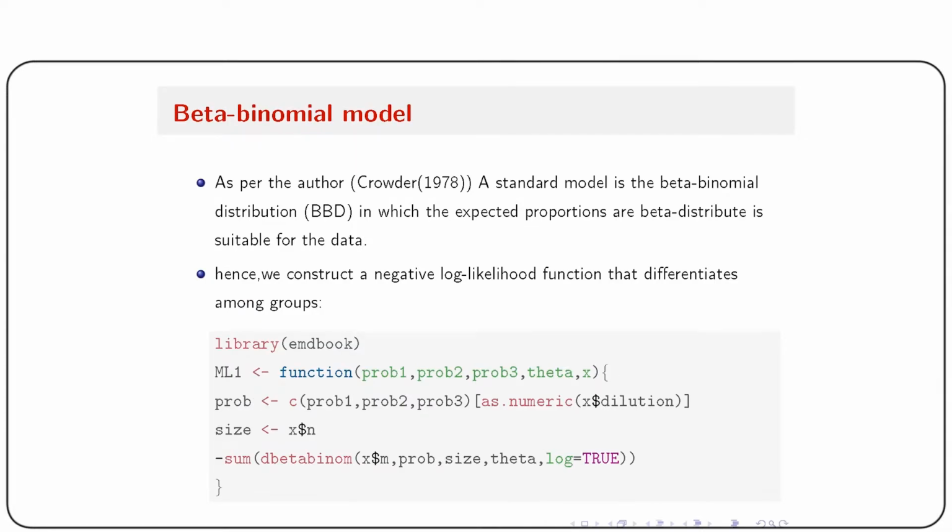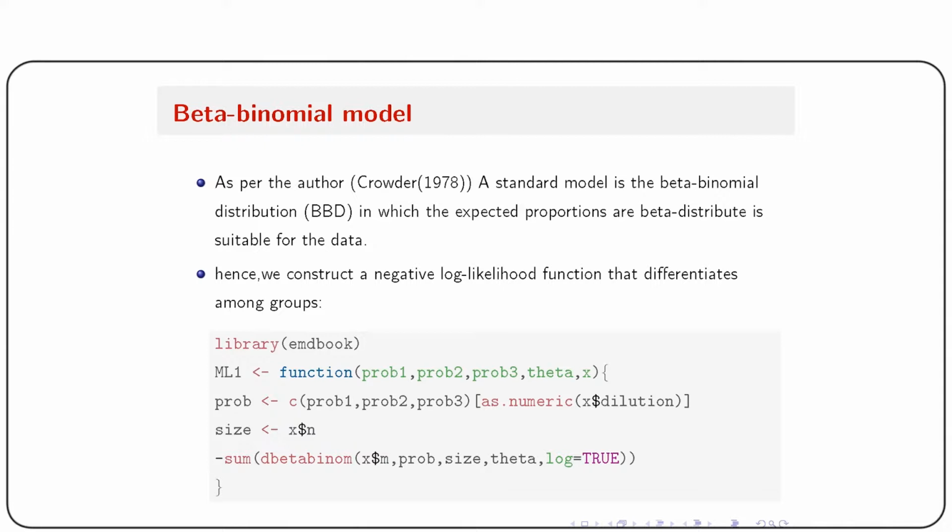As per Crowder 1978, a standard model is the beta binomial distribution, in which the expected proportion, which follows a beta distribution, is suitable for the data. Hence, we construct a negative log likelihood function that differentiates among groups.